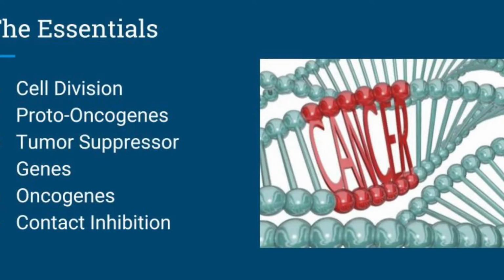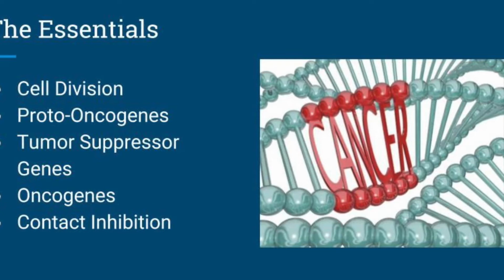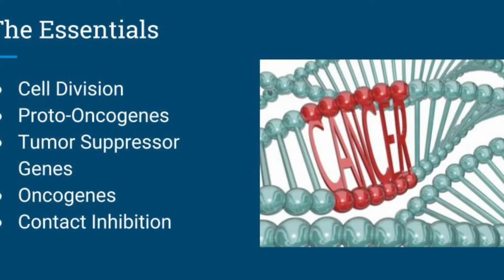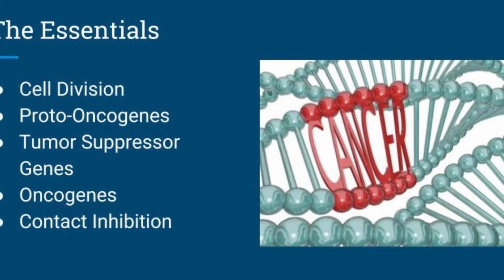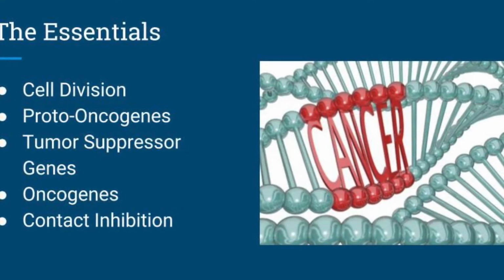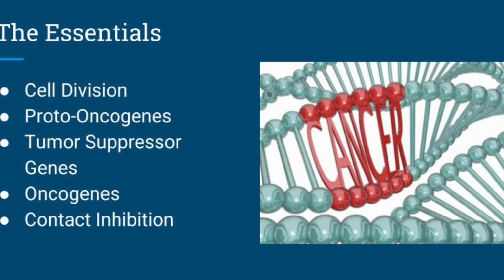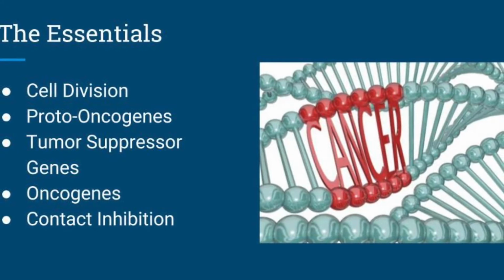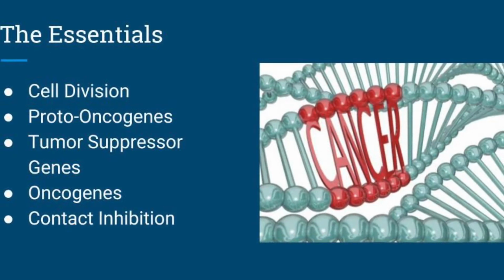To truly understand cancer, we need to take a look at a few terms. First is cell division. Cell division is a natural process that happens millions of times in your body every day. In order to sustain growth and repair injuries, cells need to divide and multiply. This is controlled by two types of genes, proto-oncogenes and tumor suppressor genes.